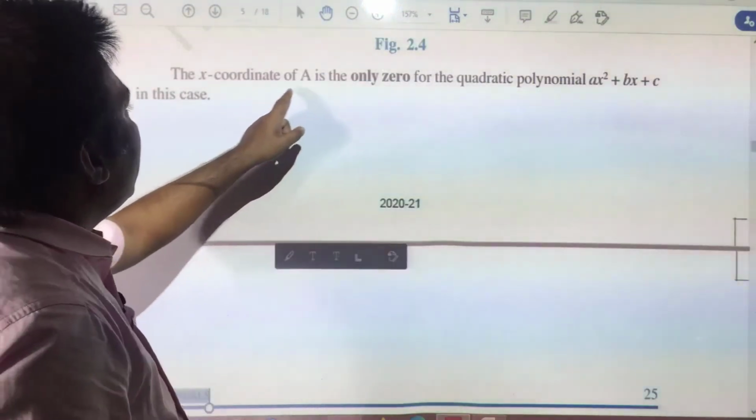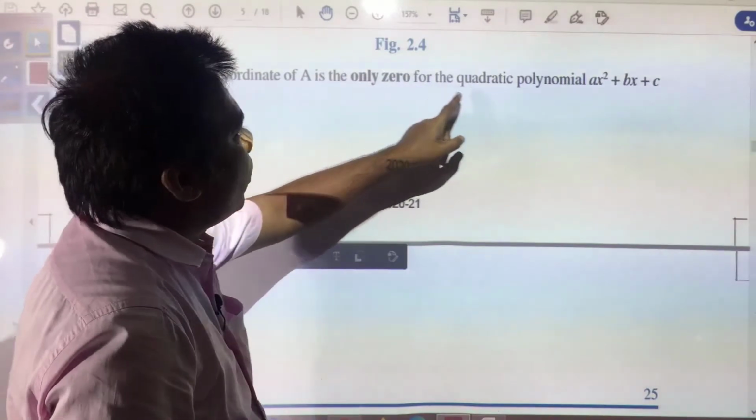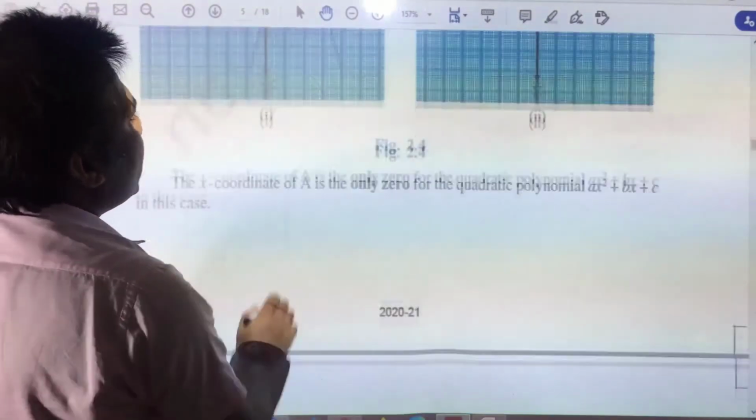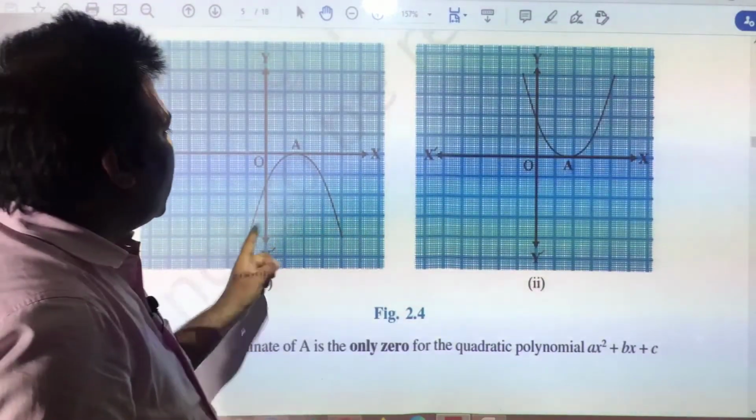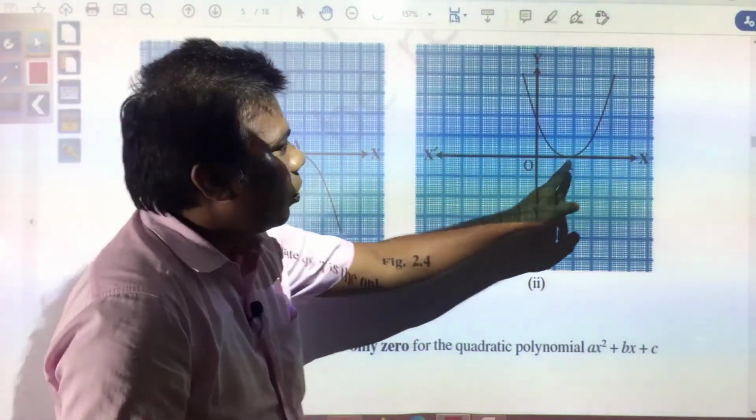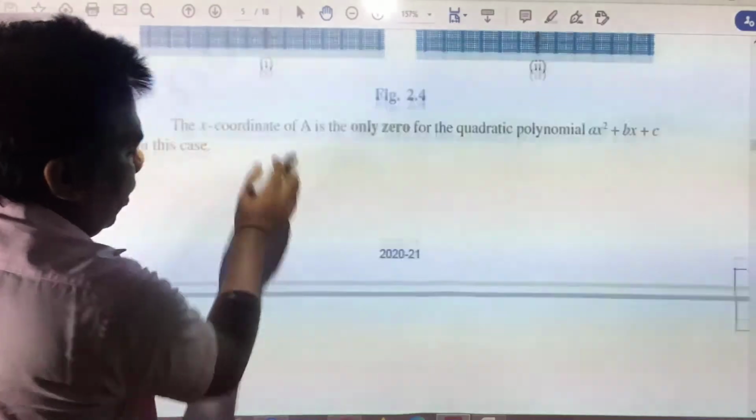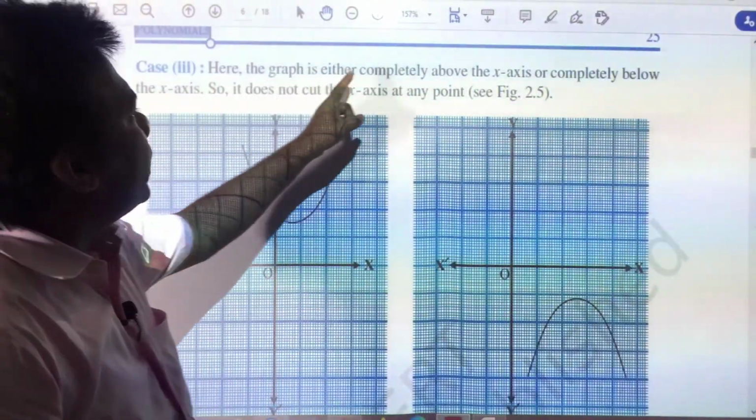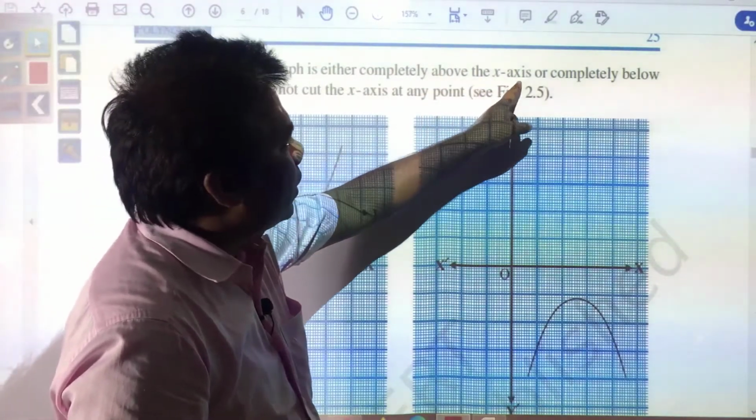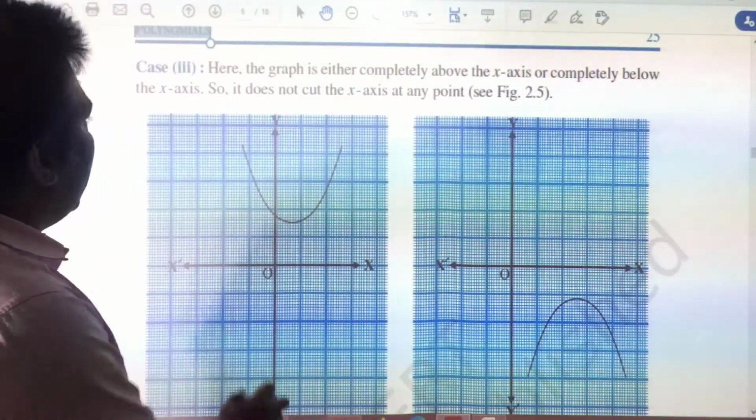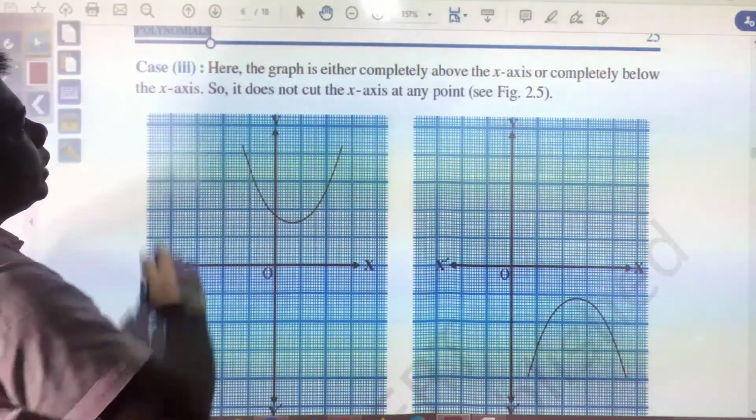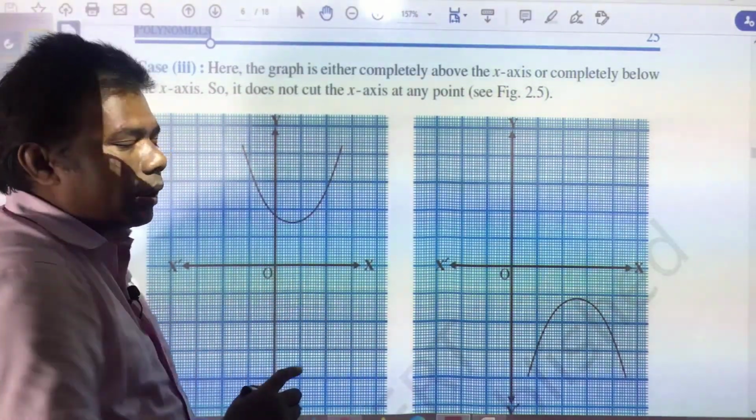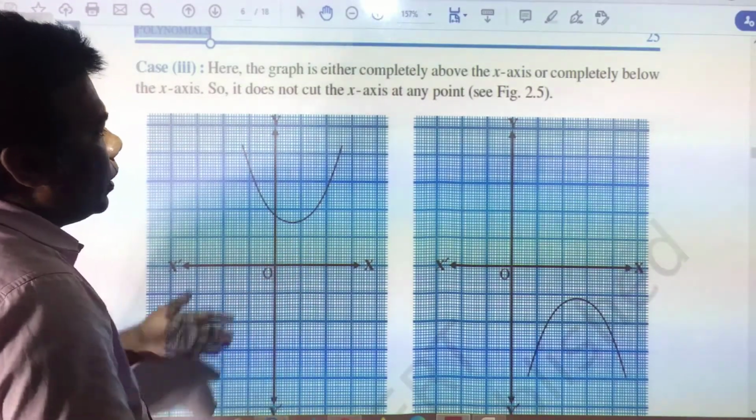The x coordinate of A is the only 0 of the quadratic polynomial ax square plus bx plus c in this case. So, in the first case you have two zeros, in the second case you have 1 zero. In the third case, the graph is either completely above the x axis or completely below the x axis. So, it does not cut the x axis at any point. So, in a quadratic polynomial, you have got three cases.